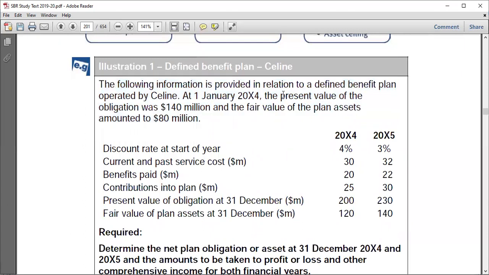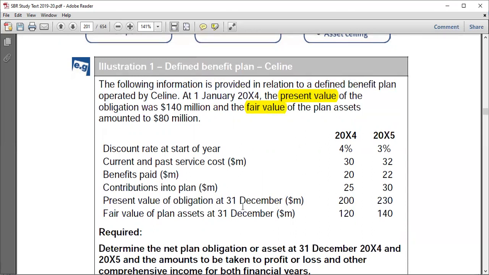Do you see this? As for obligation, we use the present value, and as for assets, we use the fair value. And this usually comes from the actuary. The discount rate at the start of the year, we are given 4% and 3%. Current and past service cost goes to profit or loss there. Benefits paid usually have no impact on the net value. Contributions paid increase the assets.